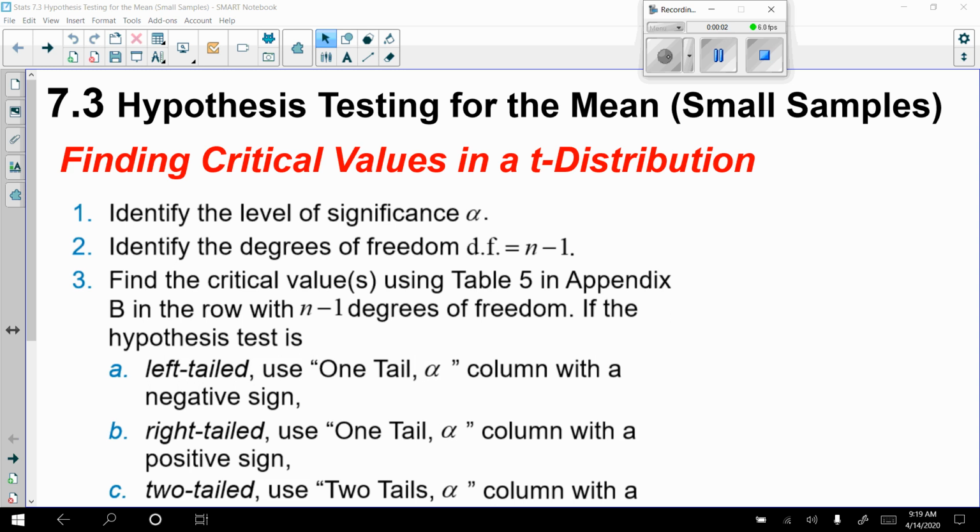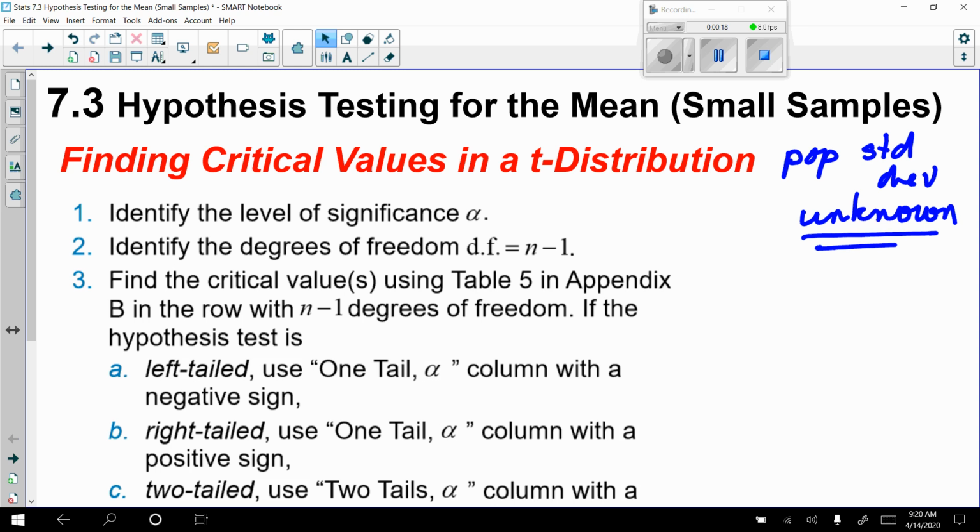When we are using hypothesis testing for the mean, but we have small samples where we do not know the population standard deviation, then we have to use what we call the t-distribution. We've done this before, we just haven't done the hypothesis testing part. So most of this is review.